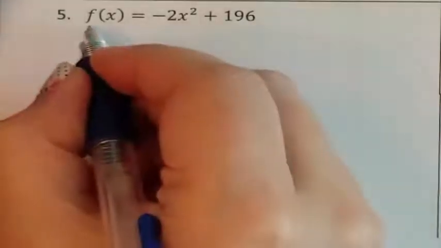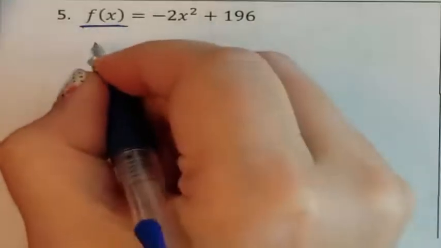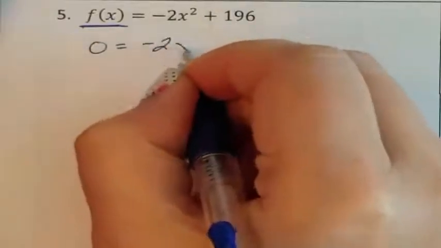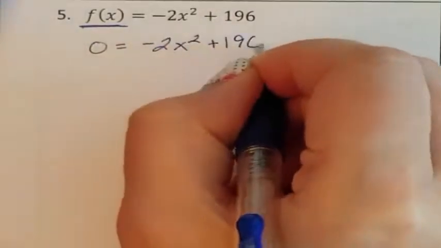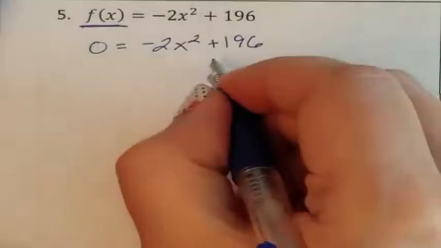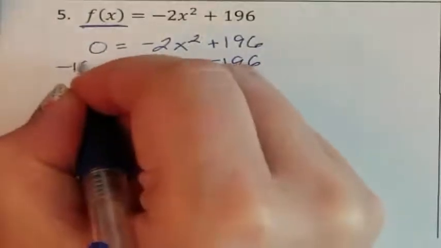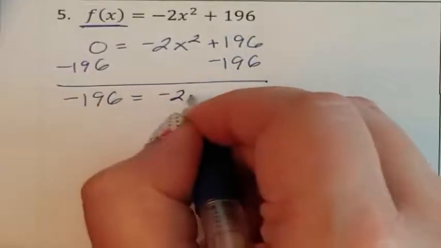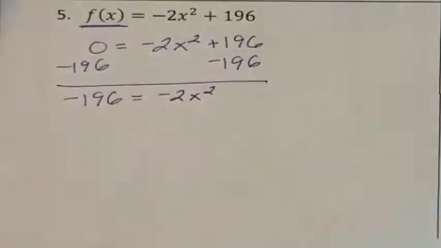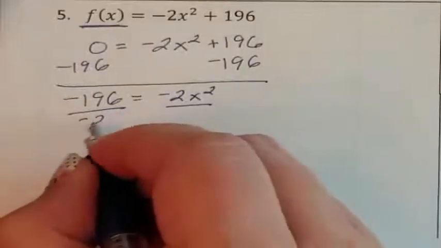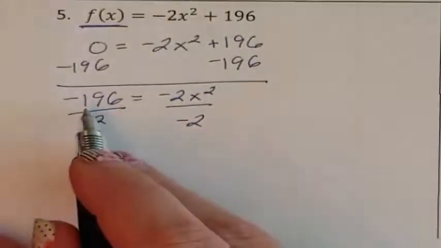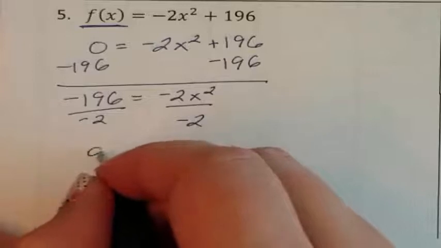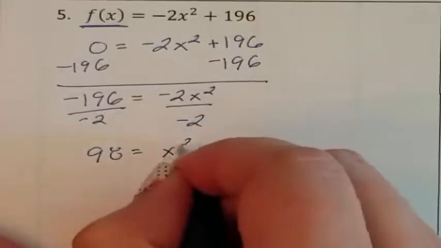If we're finding the zeros, that means this was supposed to be equal to 0. So I have 0 equaling a negative 2x squared plus 196. I need to solve for the x. So I'm going to subtract the 196 from each side. So I have a negative 196 equaling a negative 2x squared. I need the x squared to be by itself, so we're going to divide both sides by the negative 2. Negative 196 divided by negative 2 is a 98, so 98 equals x squared.